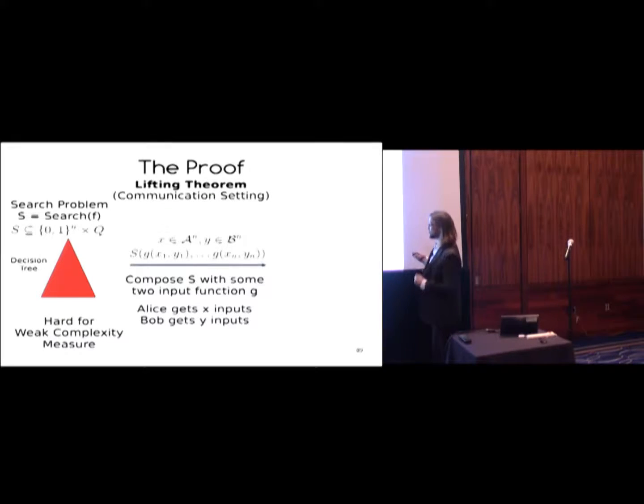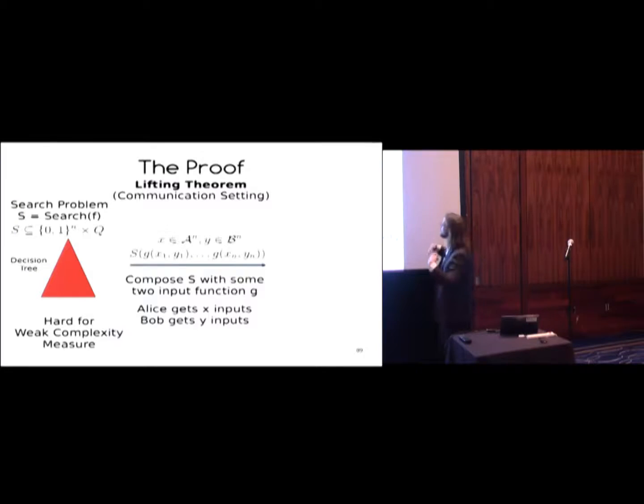And I'm going to just compose the elements of the domain kind of arbitrarily together to get some input to the search problem, right? So we choose some function g. It takes one of Alice's inputs and one of Bob's inputs. It outputs a string, or just a bit, and we just plug that into the search problem. So to solve this new problem, all Alice and Bob have to do is evaluate g on all of the coordinates, and then solve the search problem on the string z that gets spat out.